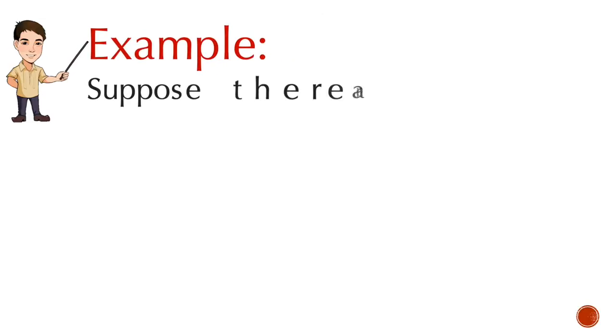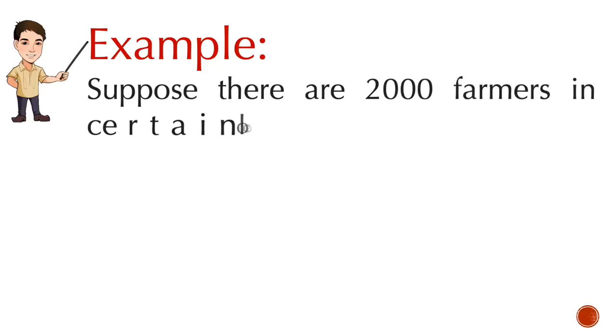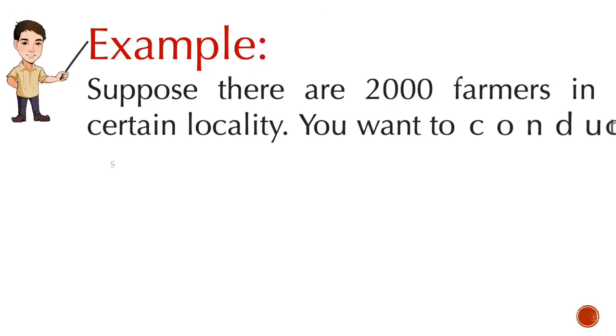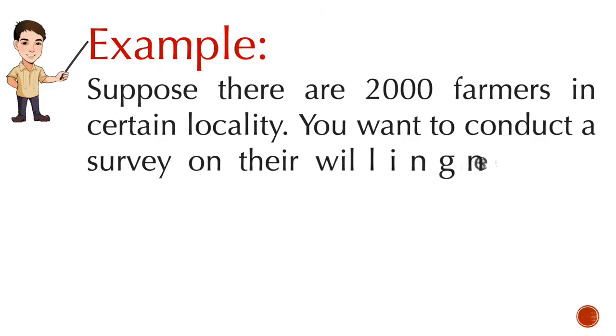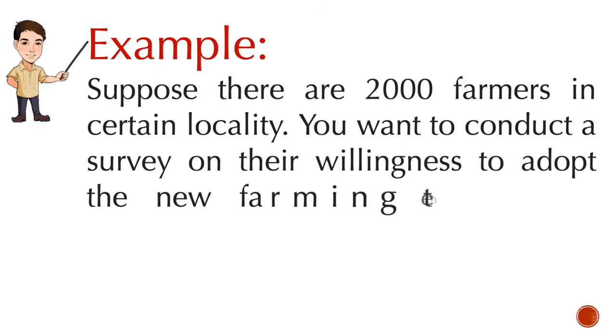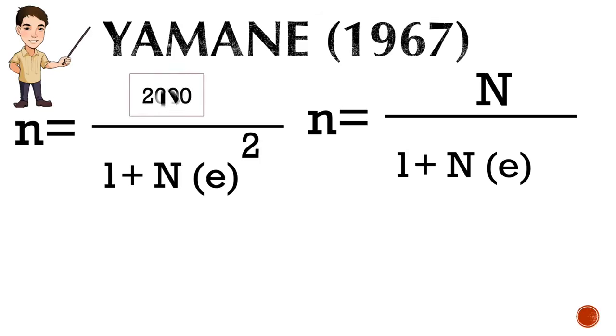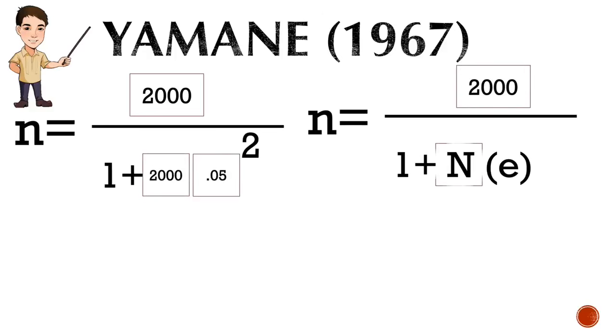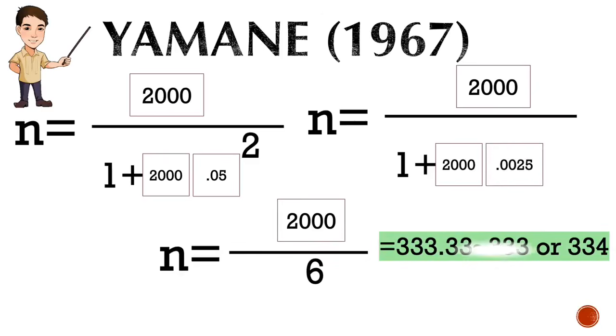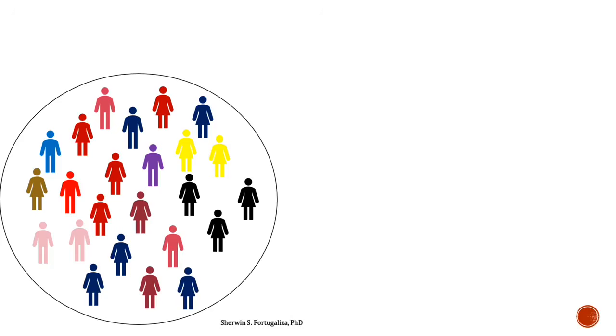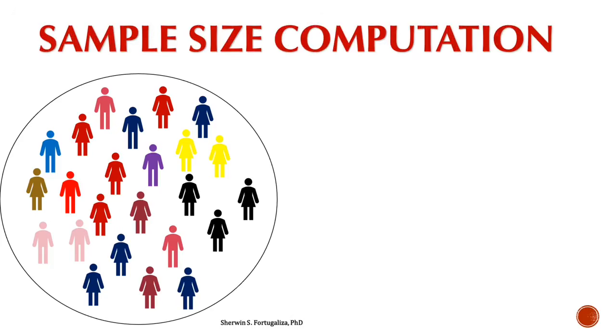Suppose there are 2,000 farmers in a certain locality. You want to conduct a survey on their willingness to adopt the new farming technology. The margin of error is 5%. Using the equation, we need to have 333 farmers to be respondents in our study. In this video, we learned how to compute for sample size.